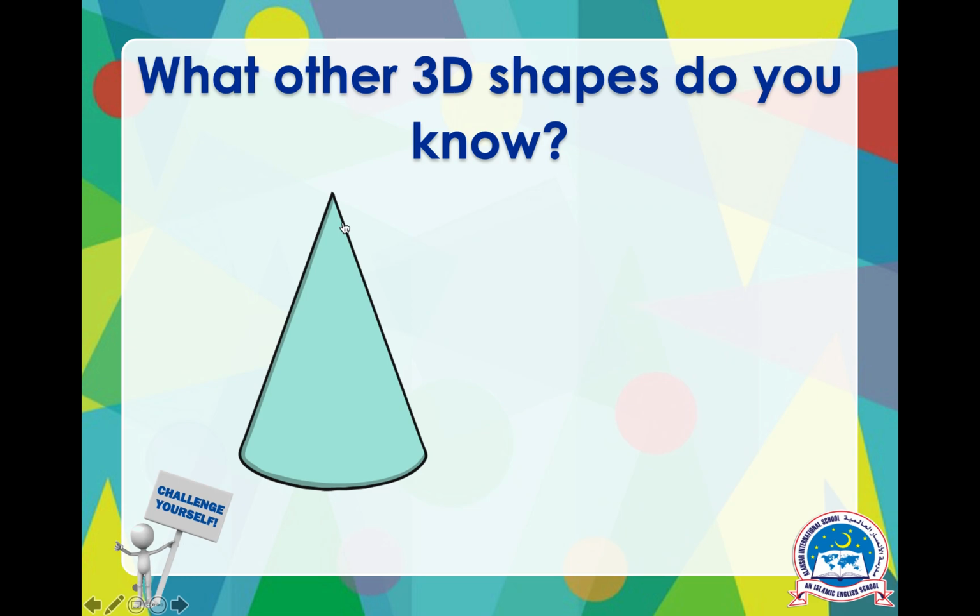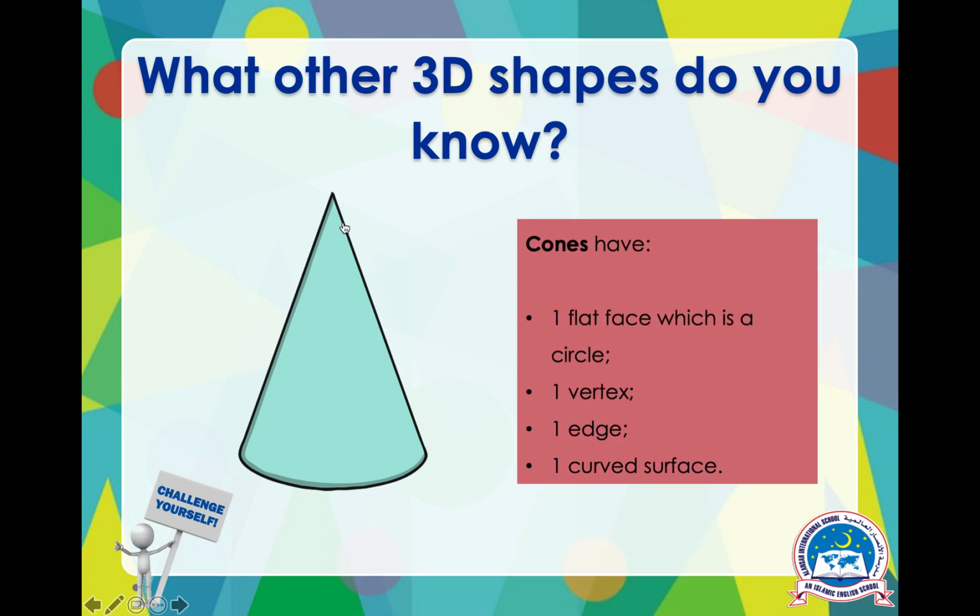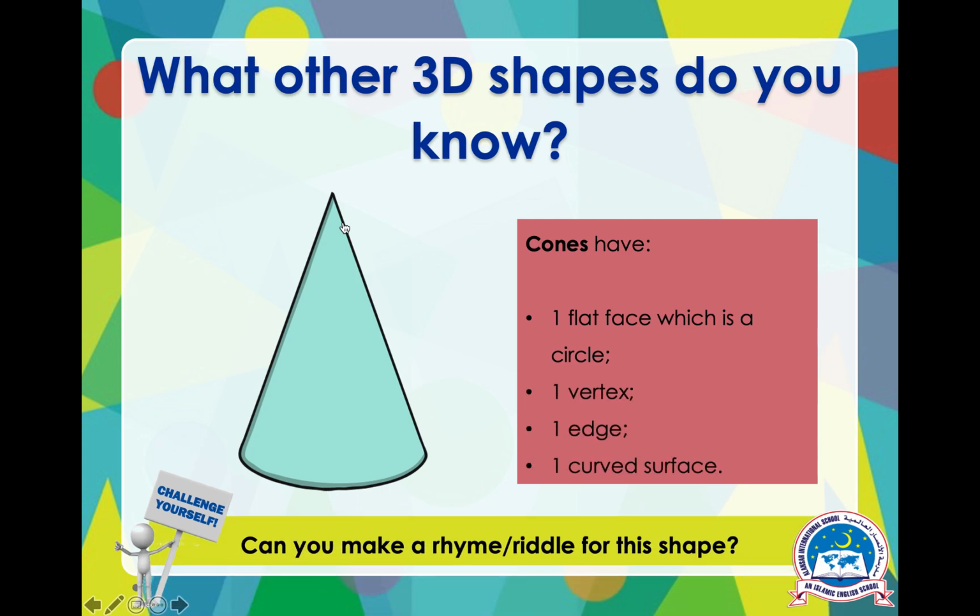Let's look at this shape. Can you guess what shape this is? If you've guessed that this is a cone, super job, well done. Cones have 1 flat face, which is a circle, 1 vertex, 1 edge, and 1 curved surface. You can challenge yourself for this as well and make a rhyme or a riddle for the shape. Give it a go. I know you can do it.